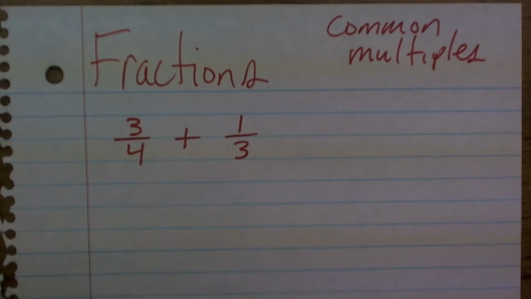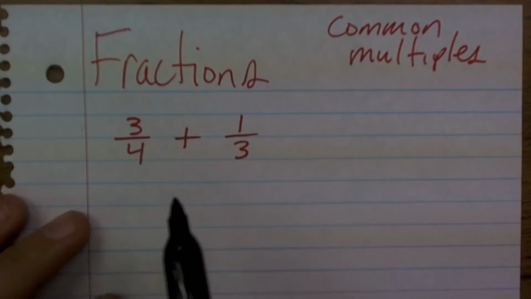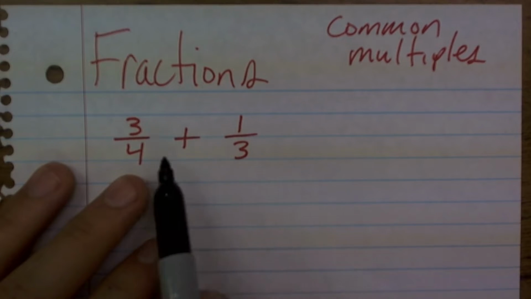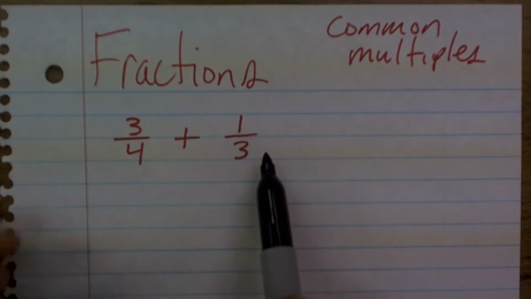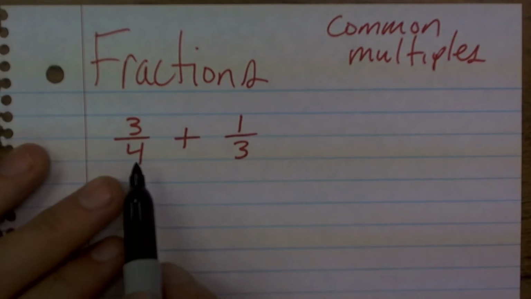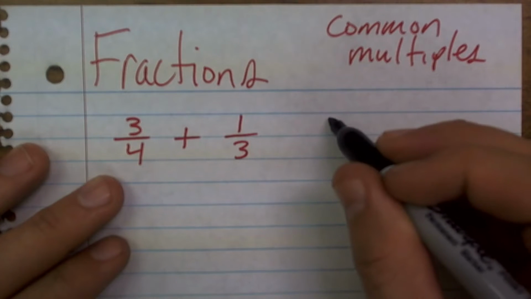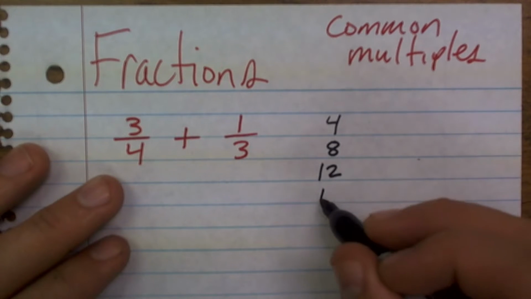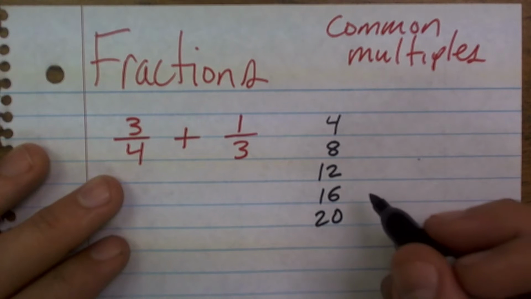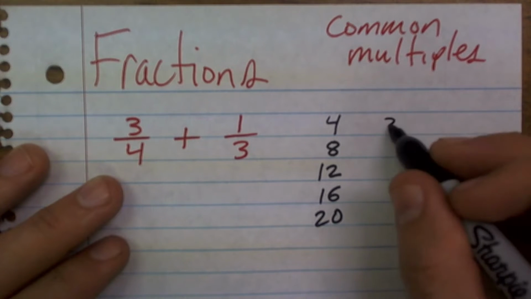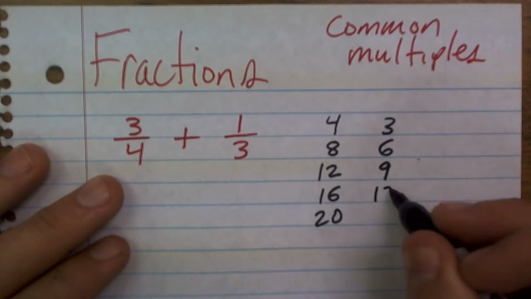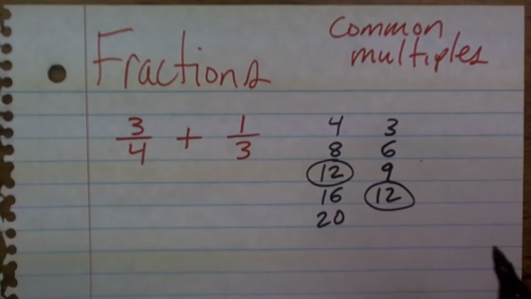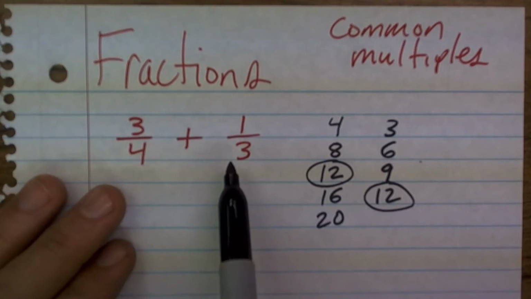Remember, when we're adding or subtracting, we have to make sure we have a common denominator. To find it, we need to find a common multiple that our denominators share. One of the easier tricks is to write out the multiples of each denominator. For 4: 4 times 1 is 4, 4 times 2 is 8, 4 times 3 is 12, 4 times 4 is 16, and 4 times 5 is 20. Then the multiples of 3: 3, 6, 9, 12, and I'll stop right there. As you can see, they share a common multiple, 12. So 4 and 3 both go into 12.